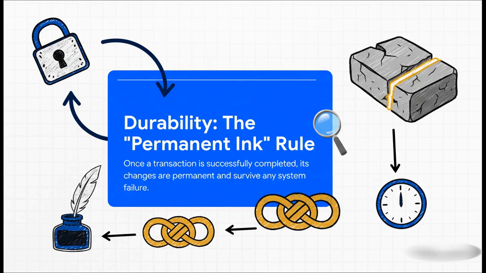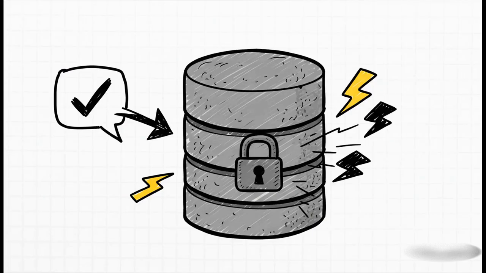And that brings us to the last letter, D, for durability. Honestly, this is the ultimate guarantee. It's the system's promise that once a transaction is finished, it stays finished. Period. So when a transaction is fully complete, or committed, as the tech folks say, the results get written down in permanent ink, so to speak.